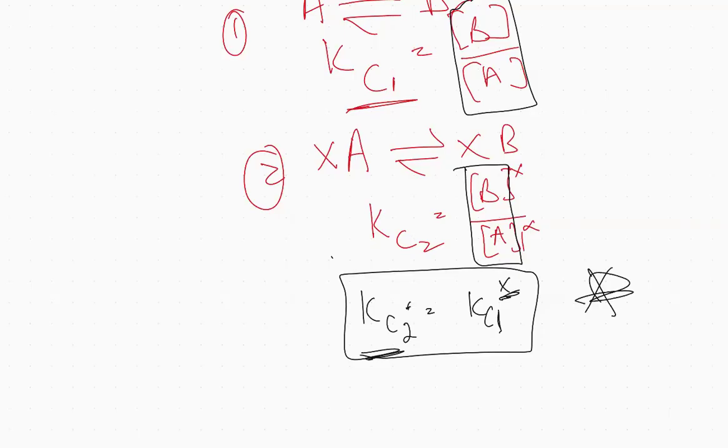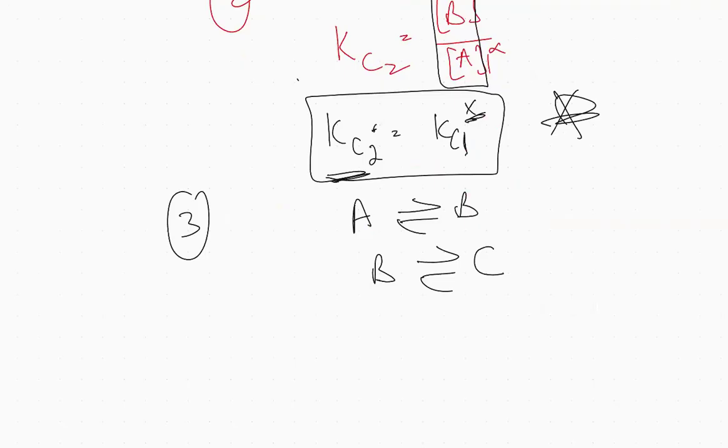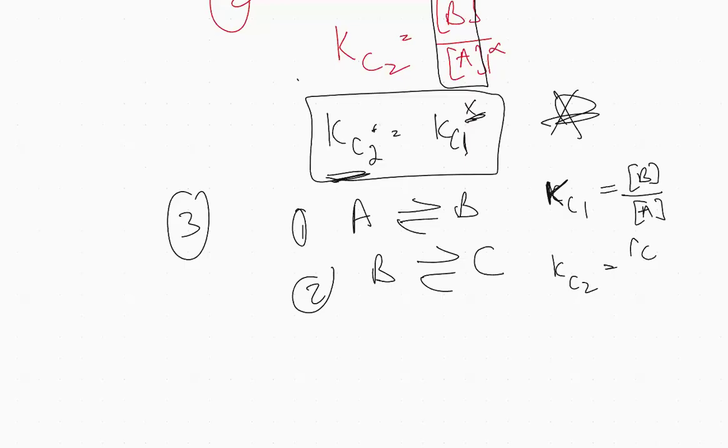Now, third scenario, A to B, then B to C. So Kc1 would be B over A. Then Kc2 for the second experiment would be the concentration of C over B. Now the net reaction, if I put all together, I will have on one side A plus B, and on the other B plus C. These two B's will cancel out.